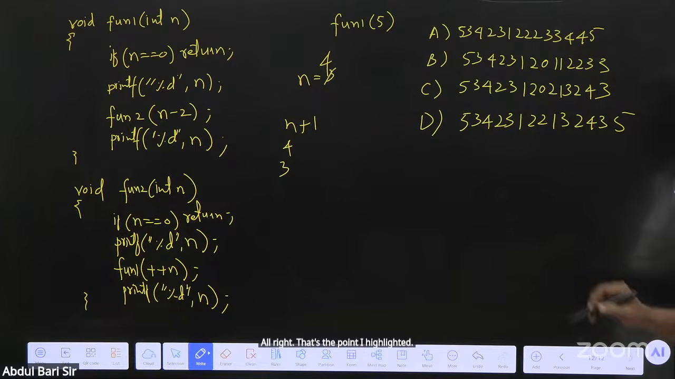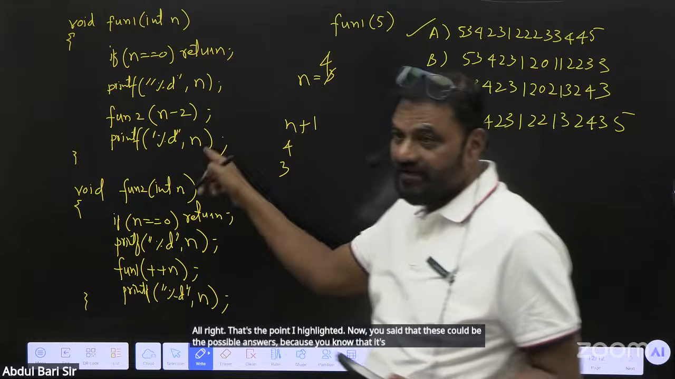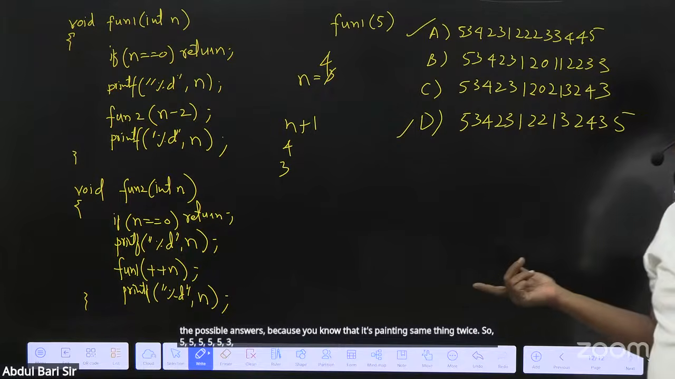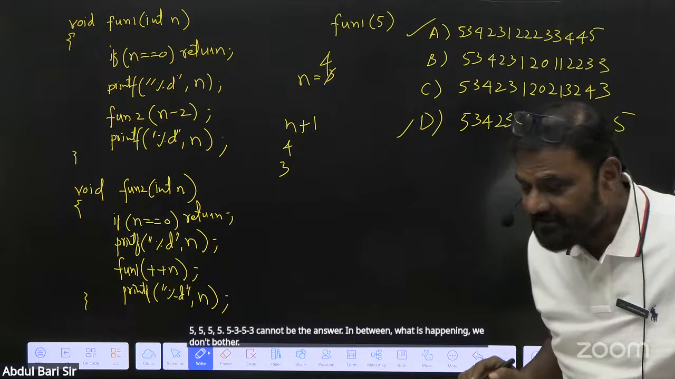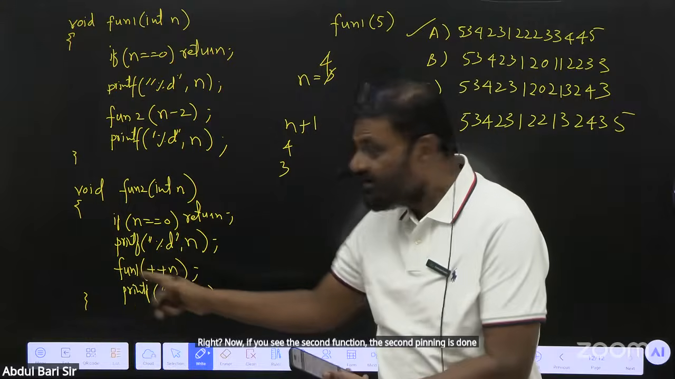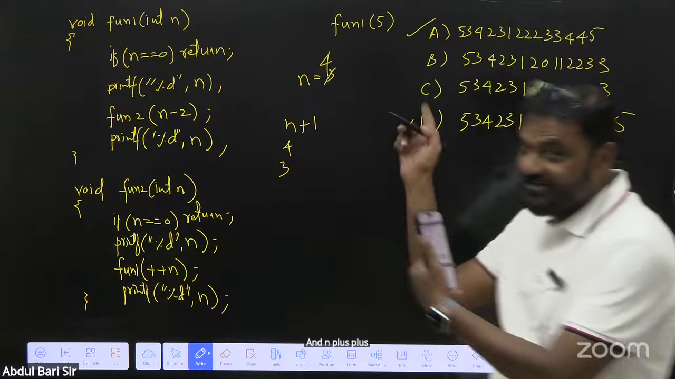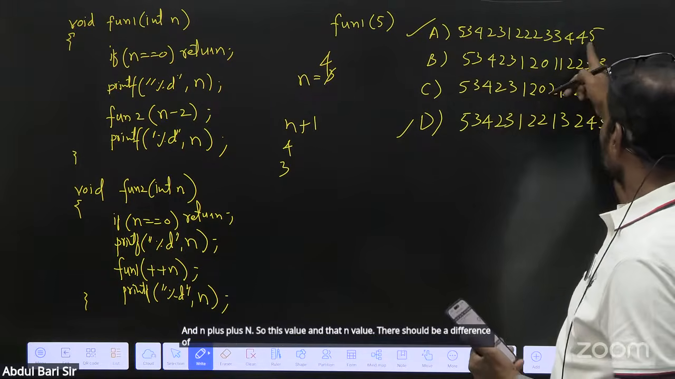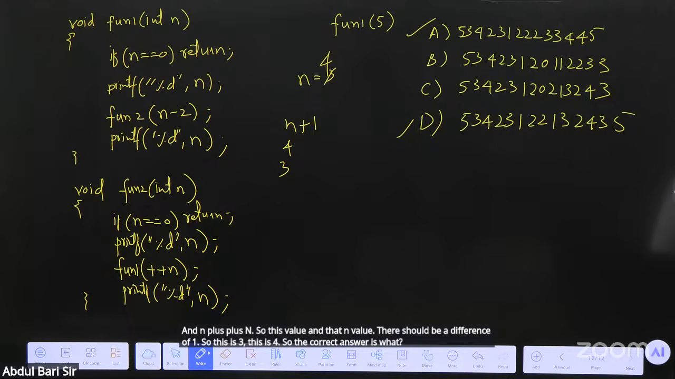Now you said that these could be the possible answers because you know that it's printing the same thing twice. So 5, 5, 5, 5. 5, 3, 5, 3 cannot be the answer. In between, what is happening, we don't bother. Now, if you see the second function, the second printing is done by this function. So n plus plus n. This value and that n value, there should be a difference of 1. So this is 3, this is 4. So the correct answer is what? A. The correct answer is A.